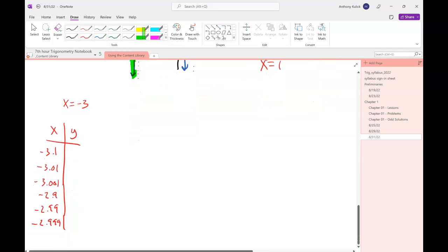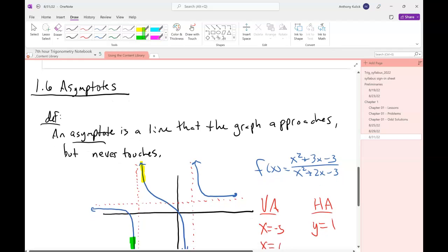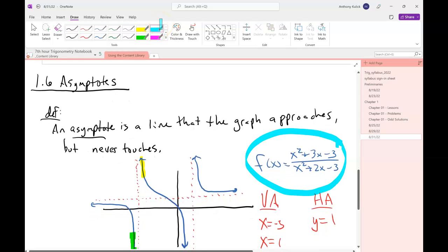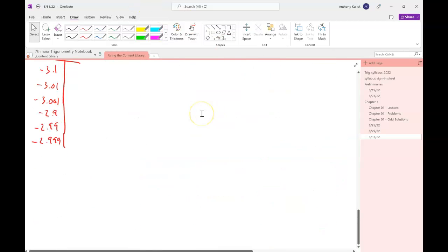Now, if I'm picking these x values, how am I going to get the y coordinate to go with them? If I have an x value, how do I find the y value that goes with it? You have to plug it into the function, right? What does our function look like? Mr. Kulik, that's going to get pretty messy. Is there an easier way for my calculator to do this for me? Yeah, there's a pretty easy way for our calculator to do that.